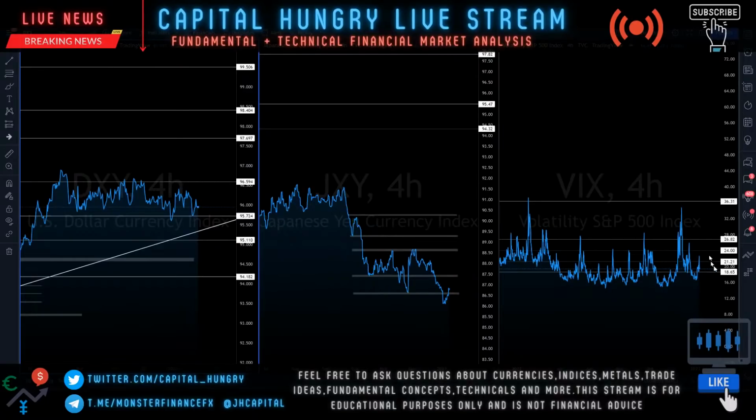And I still expect VIX to at least, if it holds above the 16 demand zone, go up to retest these previous intraday high price points at the 27 supply zone, which would give us a deeper correction on the equity markets. Okay?